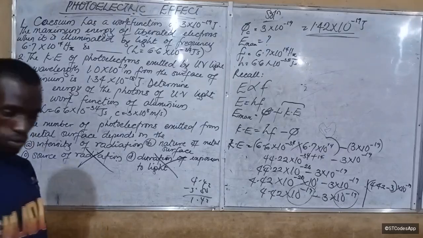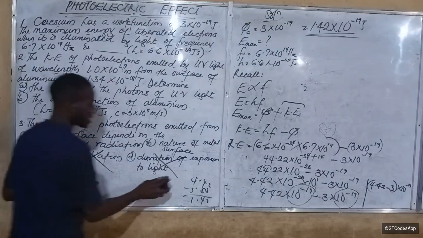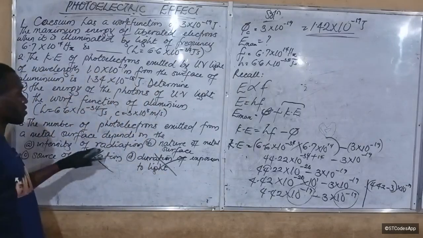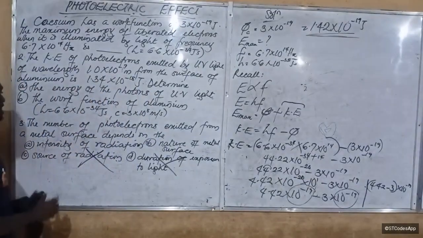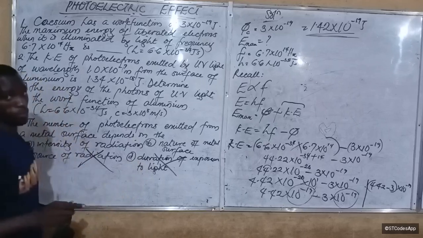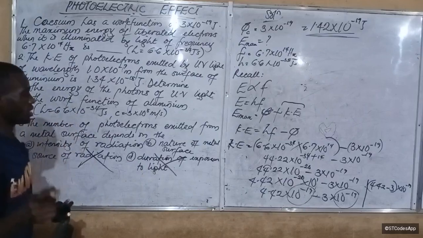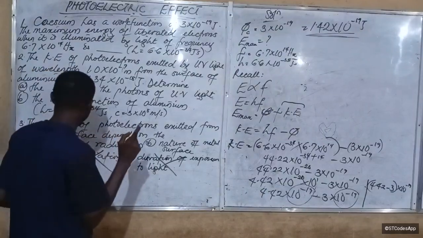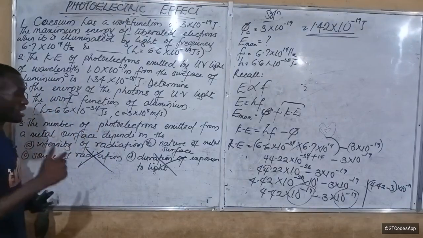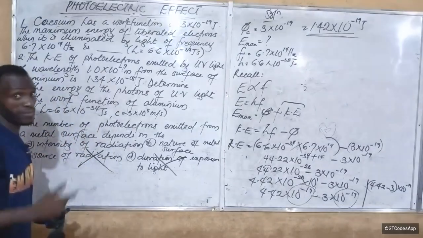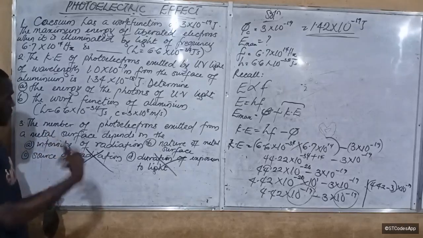Is that okay? So the possible answers are between intensity of radiation and nature of the metal surface. Now, take note of the number of photoelectrons. If it were the kinetic energy, the answer would be different. Now, you remember I said that the intensity of light did not translate to more energy for the electrons to move out.